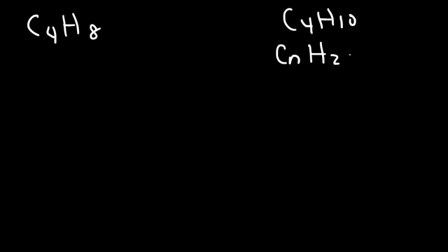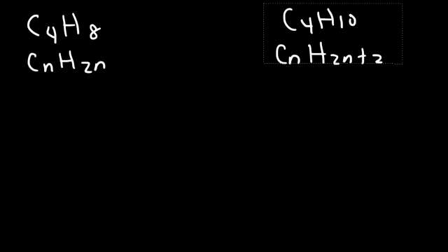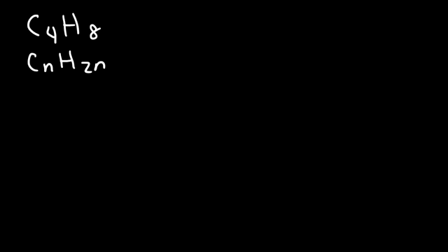Now what about this one, C4H8? We did C4H10, which was an alkane. It had the formula CnH2n+2. This one has the formula CnH2n. When you see that, it's either an alkene with 1 double bond or it's a ring.